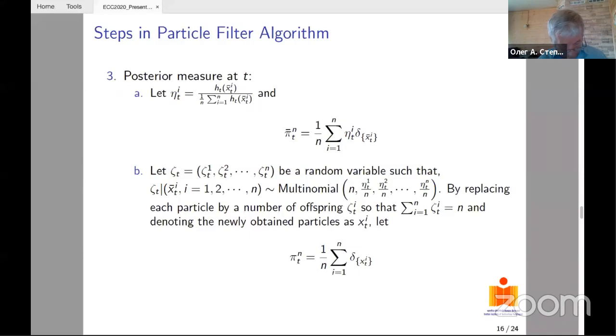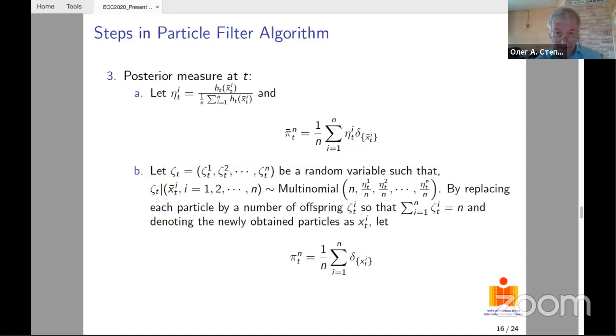In the third step, each of the particles from the previous step is given a weight depending on the likelihood of those particles with respect to the observed output data. And then we define a weighted posterior measure pi bar t n with those weights using this approximation.